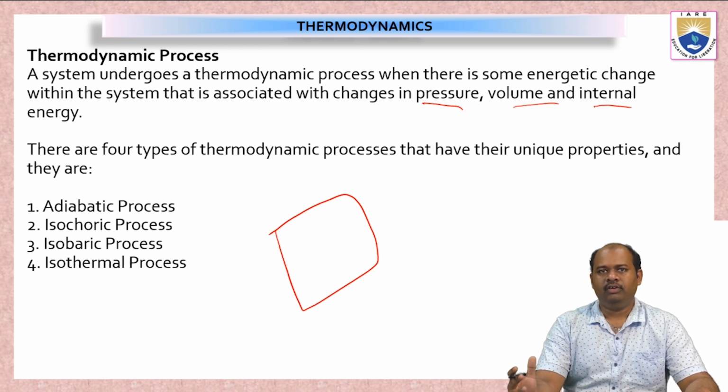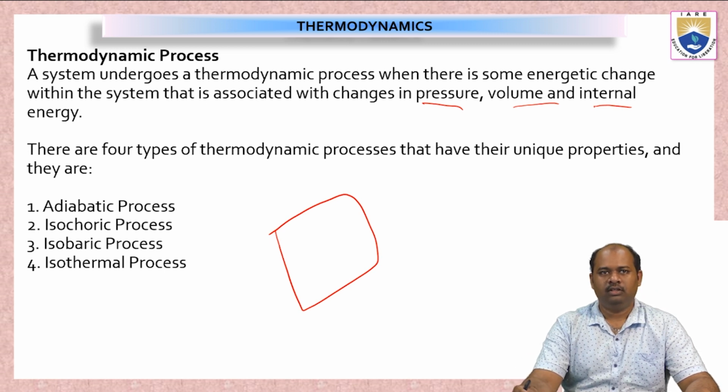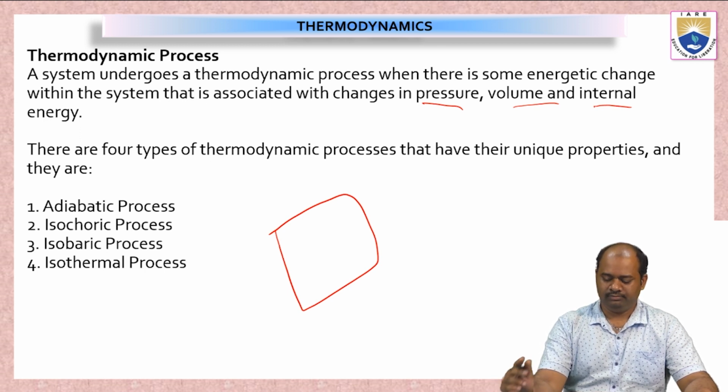Now, there are different types of thermodynamic processes which are to be studied depending on the different property change. Now, we have four types of thermodynamic processes. They are, first one adiabatic process, second one is isochoric process, third one isobaric and fourth one isothermal process. Now, we are going to see what are these processes in detail.